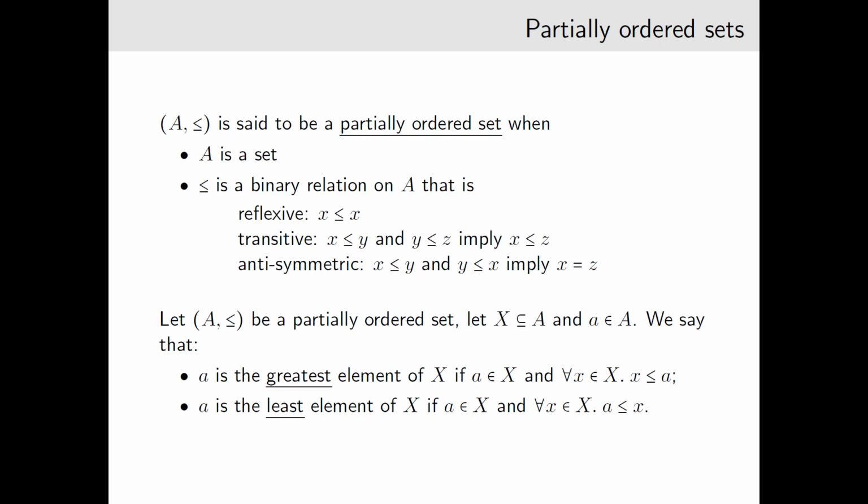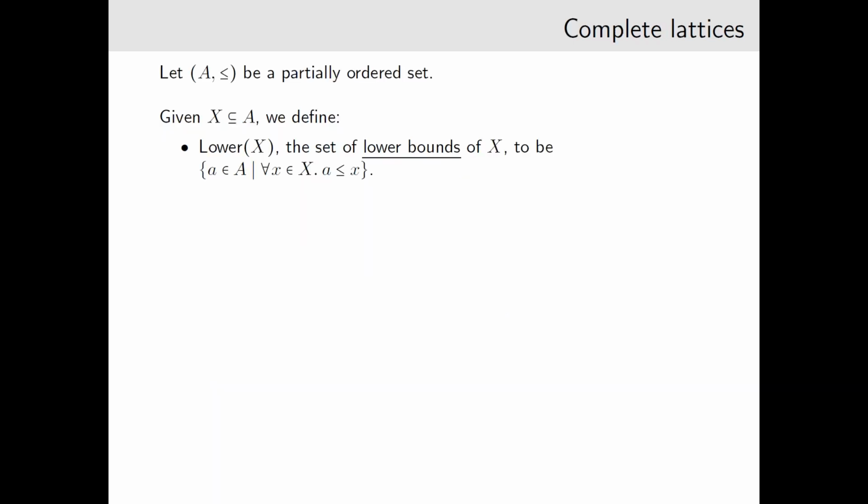So we have a notion of a partially ordered set, and it automatically induces a notion of greater and smaller and greatest and least, right? So that's all very clear. And for a subset of a partially ordered set, we have the notion of the set of lower bounds. Those are below all the elements of the set.